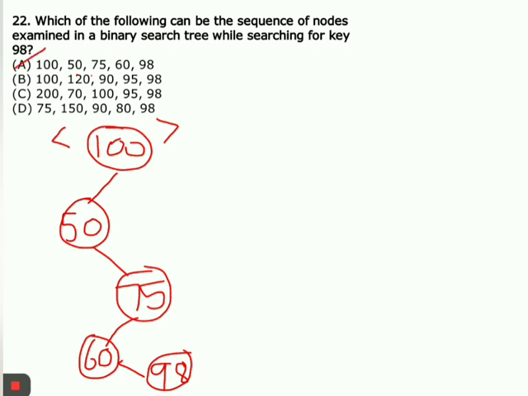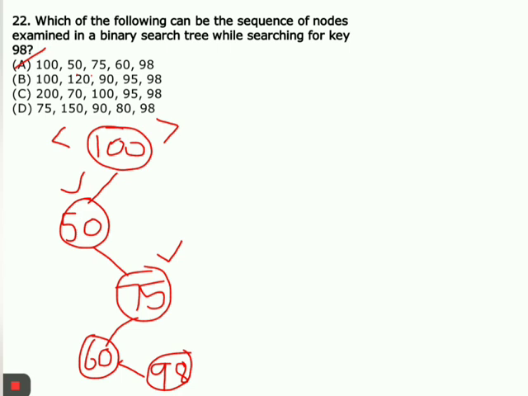So option A here is written as follows. Let us check the value 98 here. Is 98 greater than 100? No, 98 is less than 100, so we will go to the left side. Now 98 is greater than 50, so we will move to the right side.